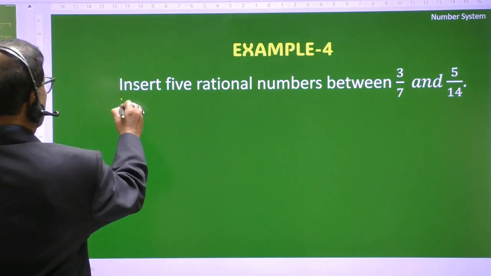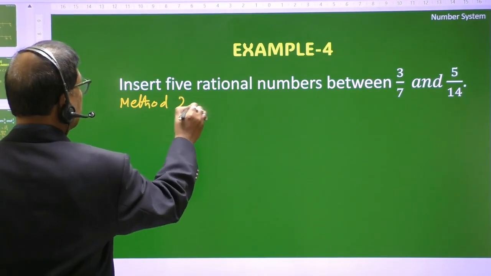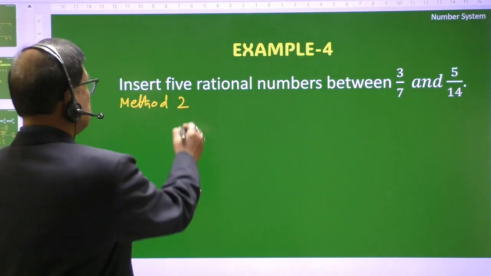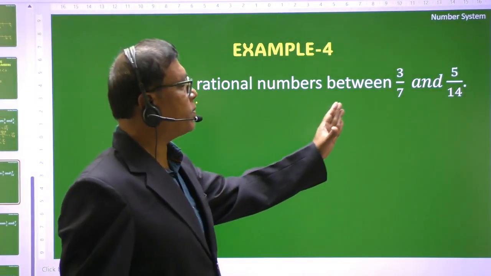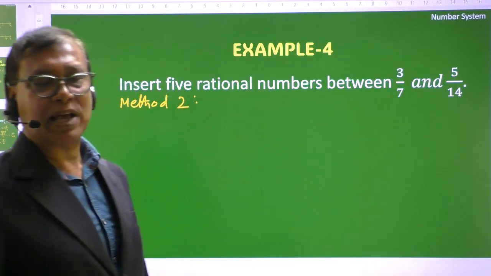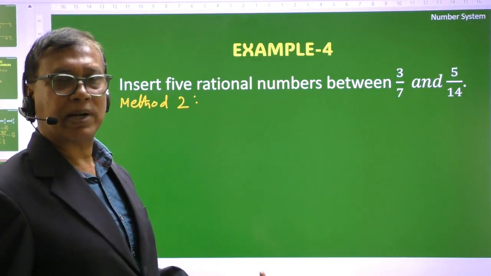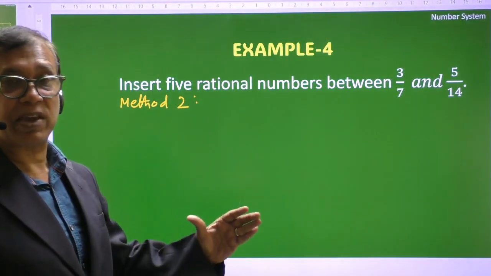So method 2, to insert rational numbers between two given numbers. What is it? First, we have to make the denominators of the two rational numbers same. If same, then no need to do anything. But if they are not same, we have to make the denominators same. This is the first step.